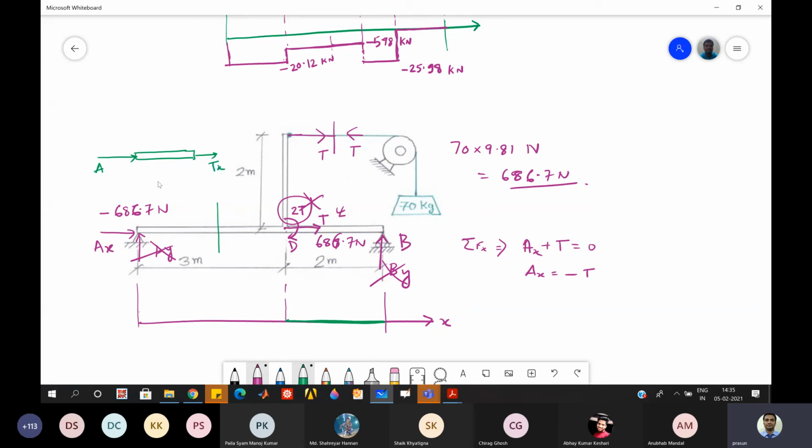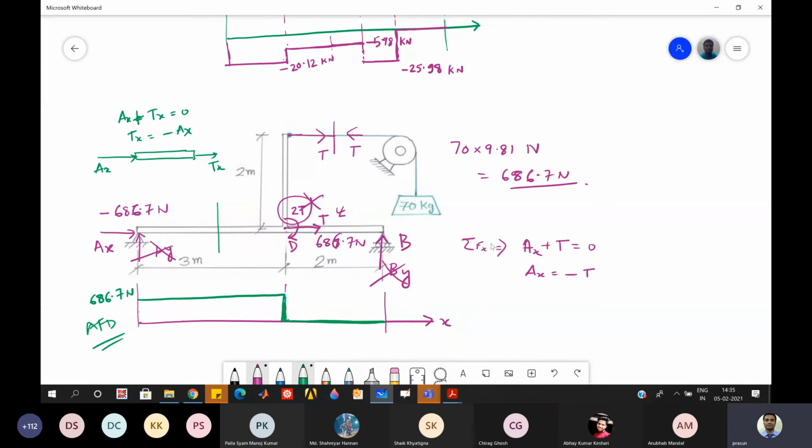Or if you just go by mathematics, you will see Ax plus Tx is 0, and then Tx is minus Ax, and because Ax is negative, this will become positive. And you can show this diagram by simply drawing this one. You just mention this value here, 686.7 Newton. So this is your AFD.